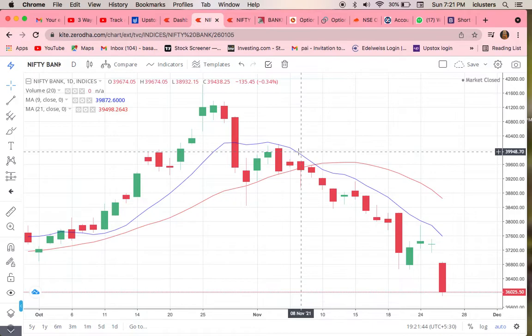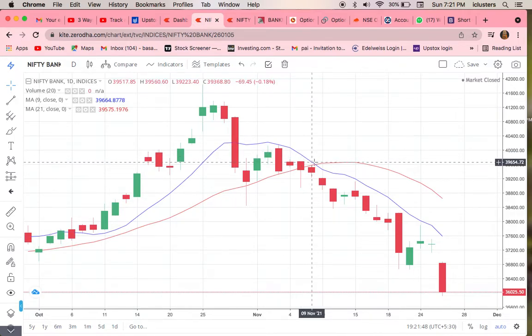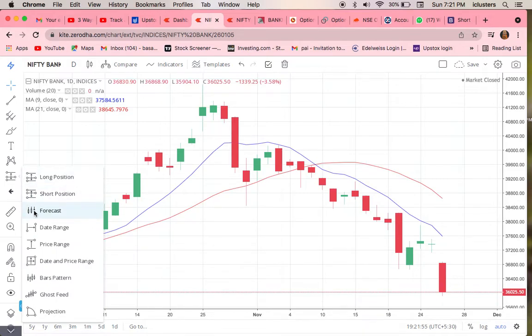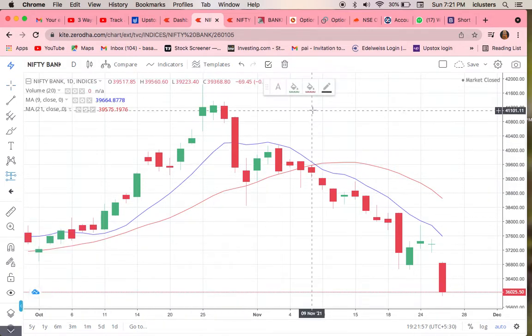It was showing exactly 39,950. We want to put the stop loss there, and our target is nearby 37,000. I will tell you how to set the short position. Go to short position.